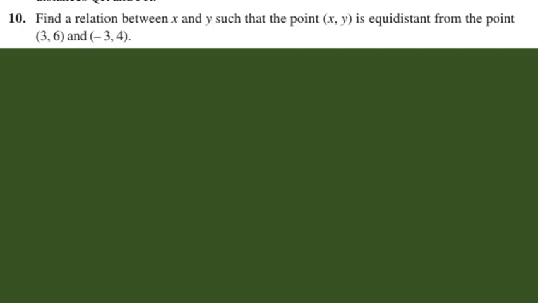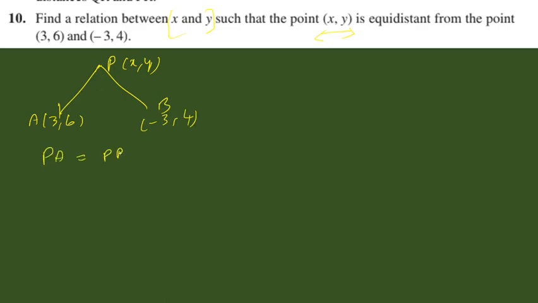Last question in the exercise: find the relation between x and y such that the point (x, y) is equidistant to two other points. Equidistance concept, same diagram, point (x, y) is equidistant to two other points. Let me name them A (3, 6) and B (-3, 4). So this is the diagrammatical approach. As usual, if you go for mathematics, PA equals PB. I put a distance formula on either side. So you'll get (x minus 3) whole square plus (y minus 6) whole square. Always remember the variable is to be written first so that you will not have any confusion.